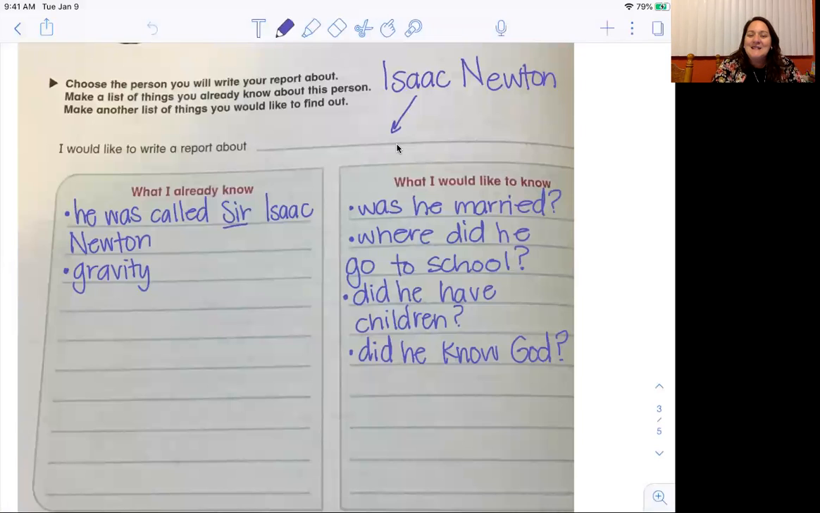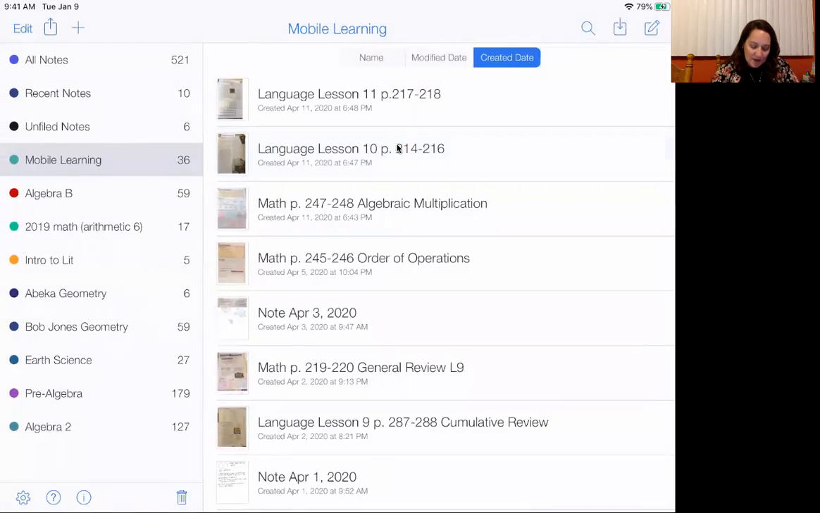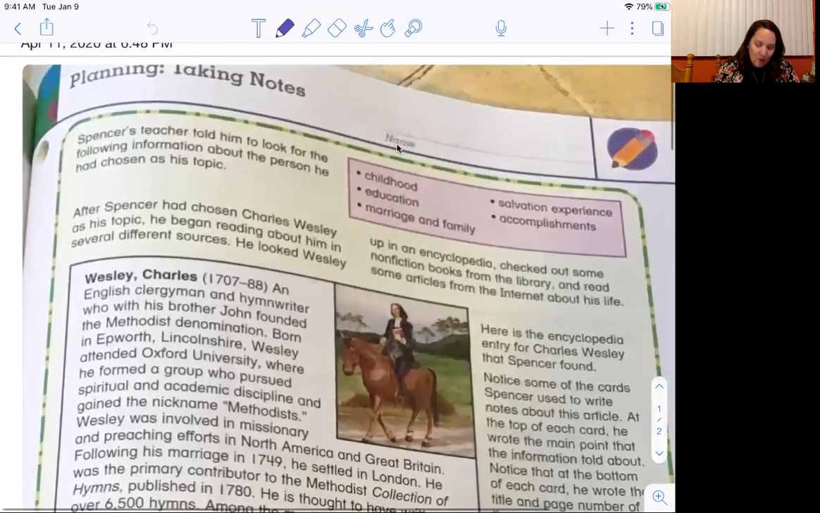So today we're going to be on page 217, planning, taking notes today. Let's see what Spencer did when he was writing about Charles Wesley, and then we can use what he did to kind of emulate into our research paper. So Spencer's teacher told him to look for the following information about the person he had chosen as his topic. We had childhood, education, marriage and family, salvation experience, and accomplishments. After Spencer had chosen Charles Wesley as his topic, he began reading about him in several different sources.